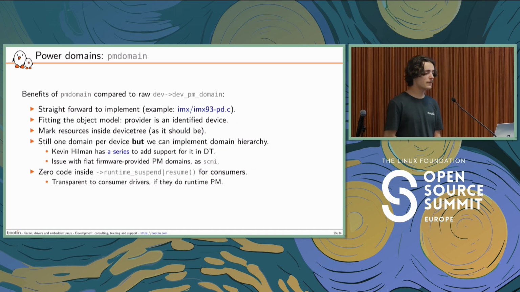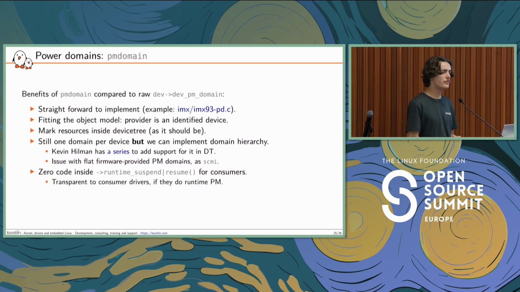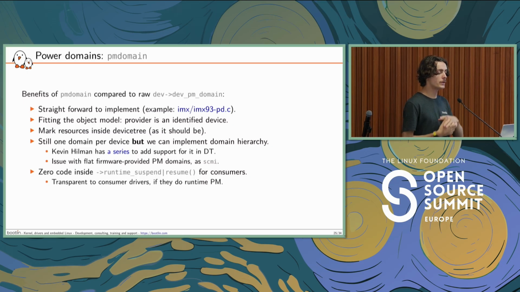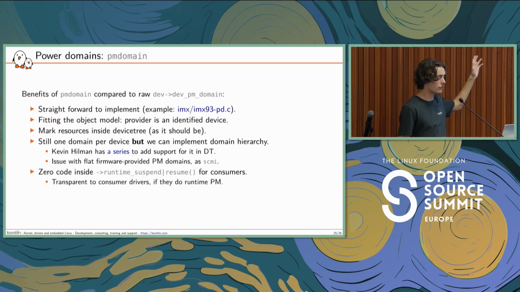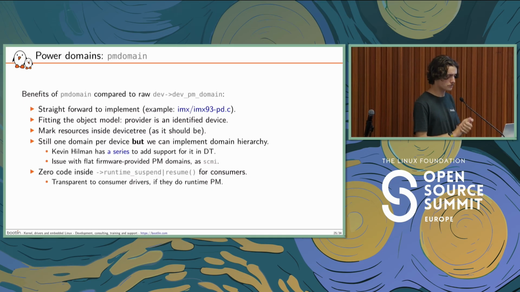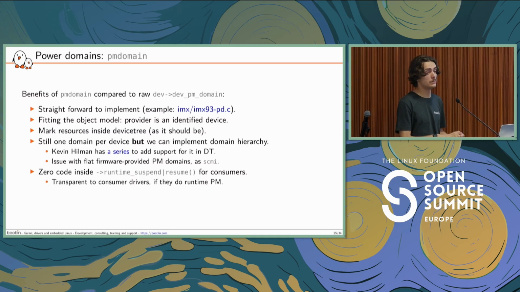So let's recap to make it clear what the benefits are of using PM domain compared to the raw dev PM domain field. First of all, it's really straightforward to implement. I put a link here. This is one example of a PM domain driver that is pretty straightforward. Well, what can you expect? You have two callbacks, power on, power off. They are implemented however you see fit. It depends on your hardware. So this one is doing readl, writel calls. So I kept it simple. And that's pretty much it.